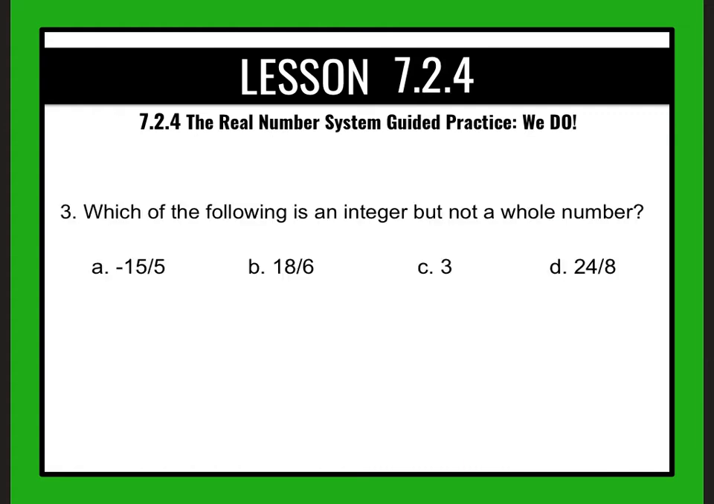The real number system, here we go. Which of the following is an integer? Okay, so it's an integer. So I know an integer is positive and it's negative, no decimal values. Okay, so which of the following is an integer, but it's not a whole number? Whole numbers consist of 0, 1, and 2, and 3, and so forth. But it says no whole numbers. So it can only be an integer.